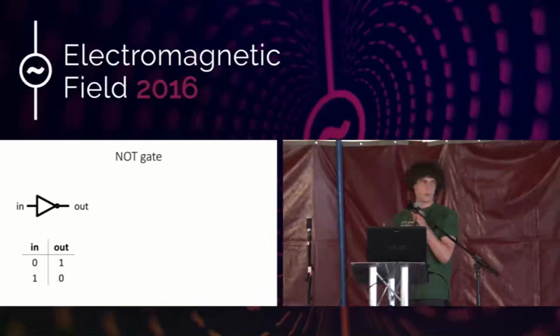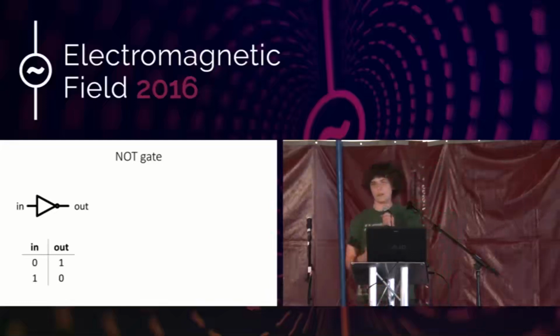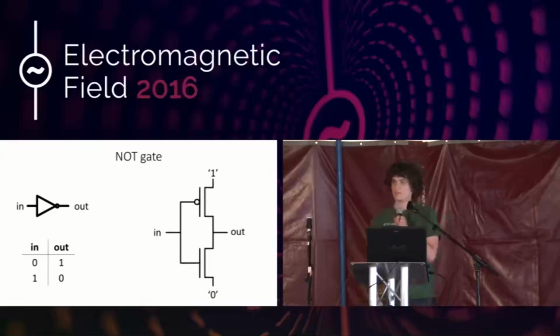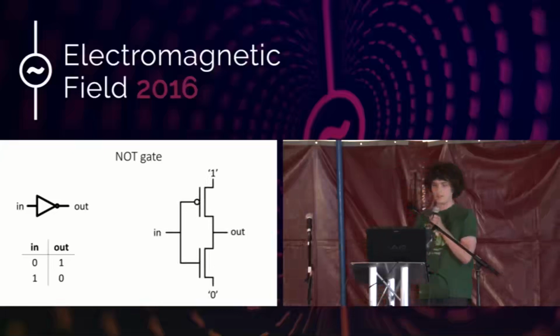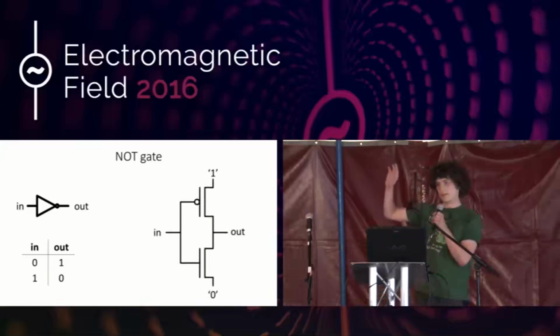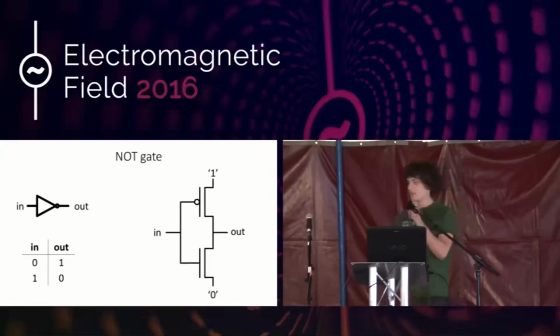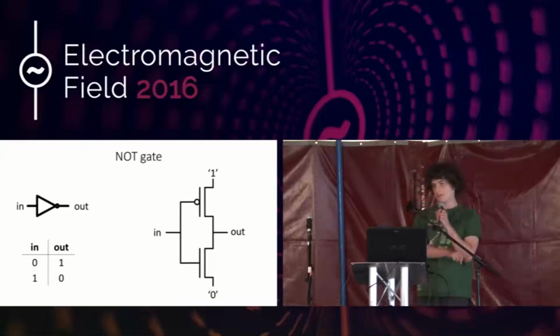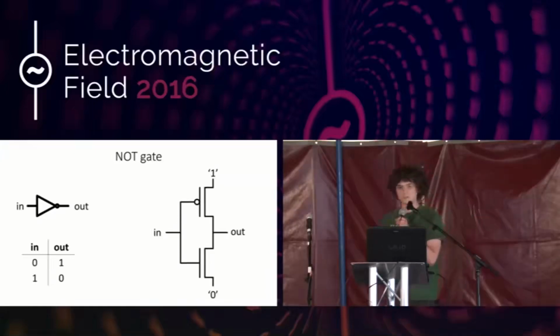And then we can look for a way to implement this with transistors. So we can do this like this. We take two transistors, one PFET, one NFET. We put the PFET at the top and we connect it to a logical 1. We put the NFET at the bottom, we connect it to a 0. Then we connect both of the gates together and we connect it to the input. And we connect both of the drains together and we connect it to the output.